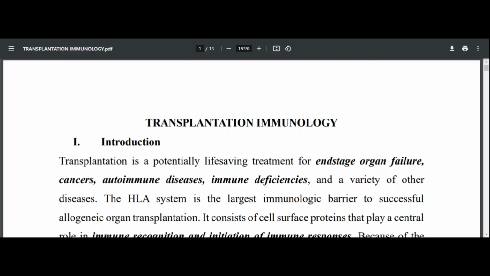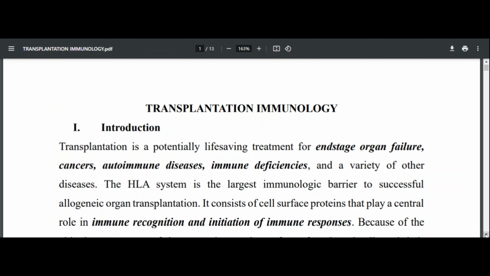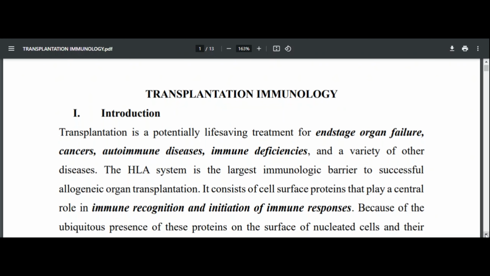So this is what I was able to prepare for you in transplantation immunology. Transplantation is a potentially life-saving treatment for end-stage organ failure, cancers, autoimmune diseases, immune deficiencies, and many other diseases, of course. The human leukocyte antigen system is a very, very large immunological barrier to the successful transplantation.